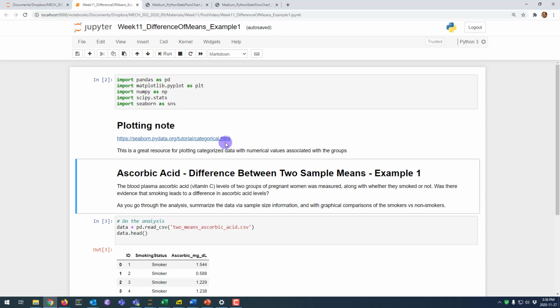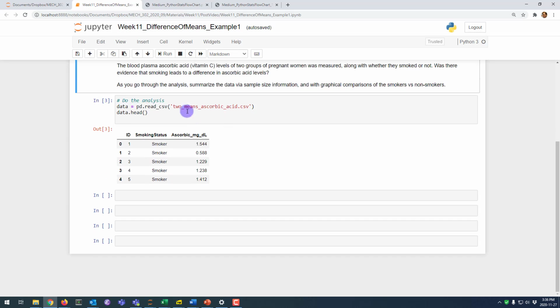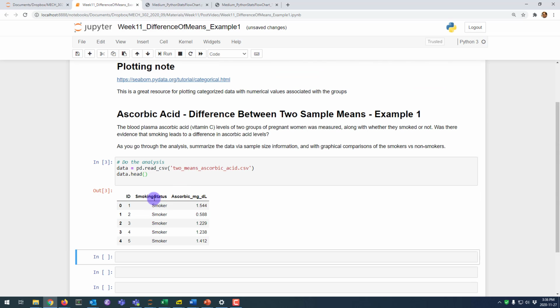Related to the graphing side, the Seaborn package is going to be very useful for us in this kind of analysis where we have two groups with continuous data being under measurement, and we'll see that in action shortly. So first thing we're going to do is load our data and show the first 5 lines of it here. And what you see is we've got ID numbers, we've got smoking status, and some kind of measurement of the ascorbic acid level, milligrams per deciliter.